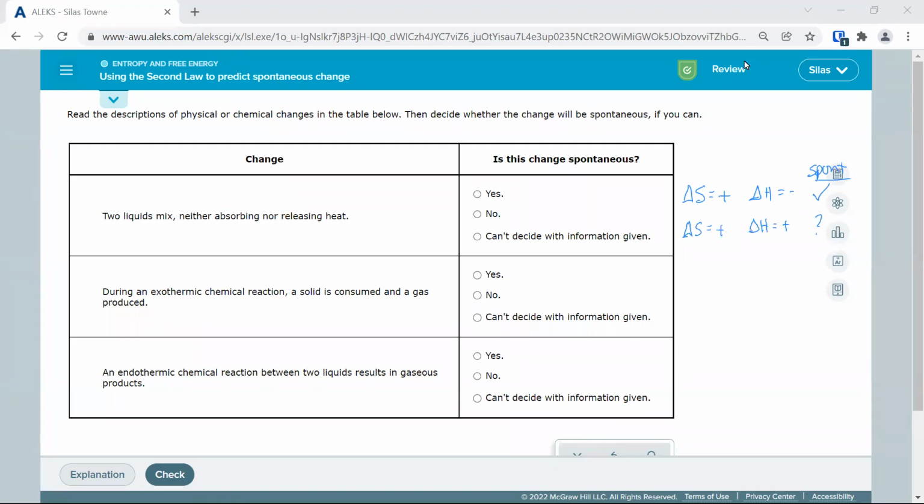Now, same thing if we go where the entropy of the reaction is negative and the enthalpy is negative, we still can't decide. Again, dependent on temperature. And then the last one is if the entropy is negative and the enthalpy is positive, then it cannot be spontaneous. There's no way it'll be spontaneous. So for each of these questions, we're going to be looking at the combination of these two things.